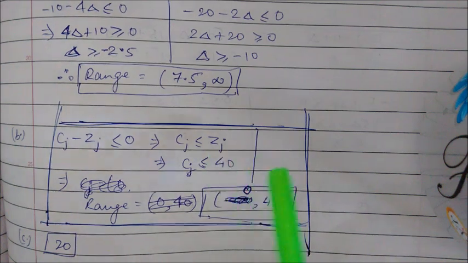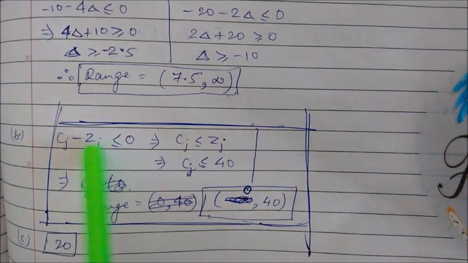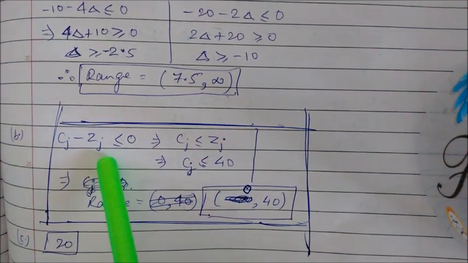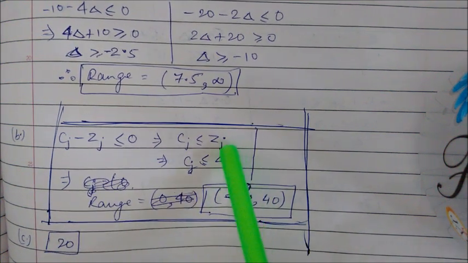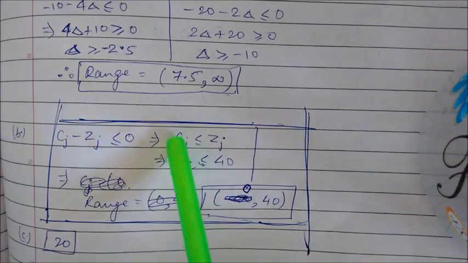If it would have been a minimization problem, then we would have done Cj minus Zj greater than equal to 0, and Cj would have been greater than equal to Zj. So in this case, Zj was coming out to be 40 from our optimal solution.